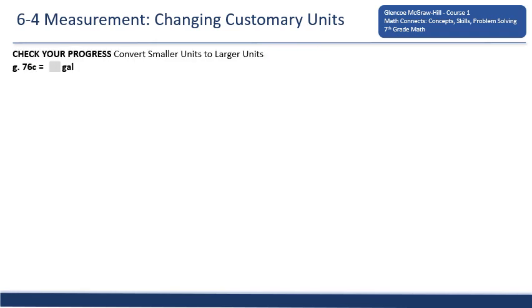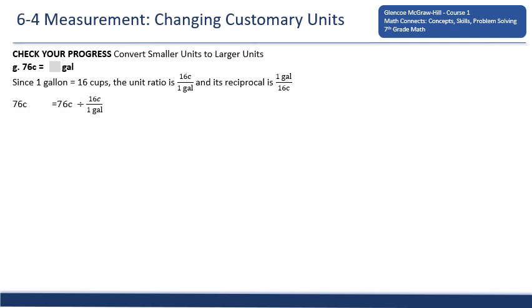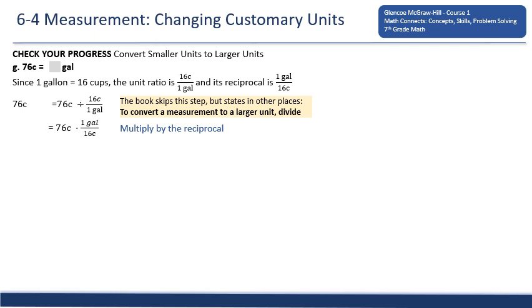Check your progress. 76 cups equals how many gallons? Since 1 gallon equals 16 cups, the unit ratio is 16 cups per gallon, and its reciprocal is 1 gallon over 16 cups. So 76 cups divided by 16 cups over 1 gallon. In order to divide fractions, we need to multiply by the reciprocal. So we will get 76 cups times 1 gallon over 16 cups. We will simplify out the cups to get 76 times 1 gallon over 16.